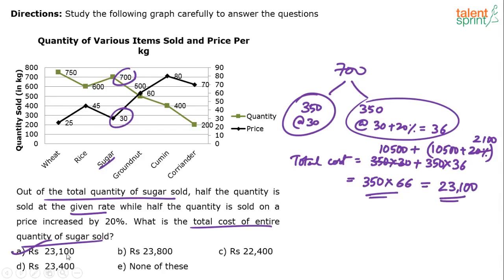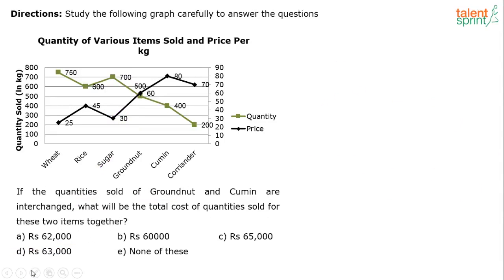23,100. Okay. Calculation. It's all about that calculation there. Next one. Look at this. If the quantities sold of groundnut and cumin are interchanged, what was the total cost of quantities sold for these two items together? Quantities sold for groundnut and cumin are interchanged. I mean, that's a simple one.